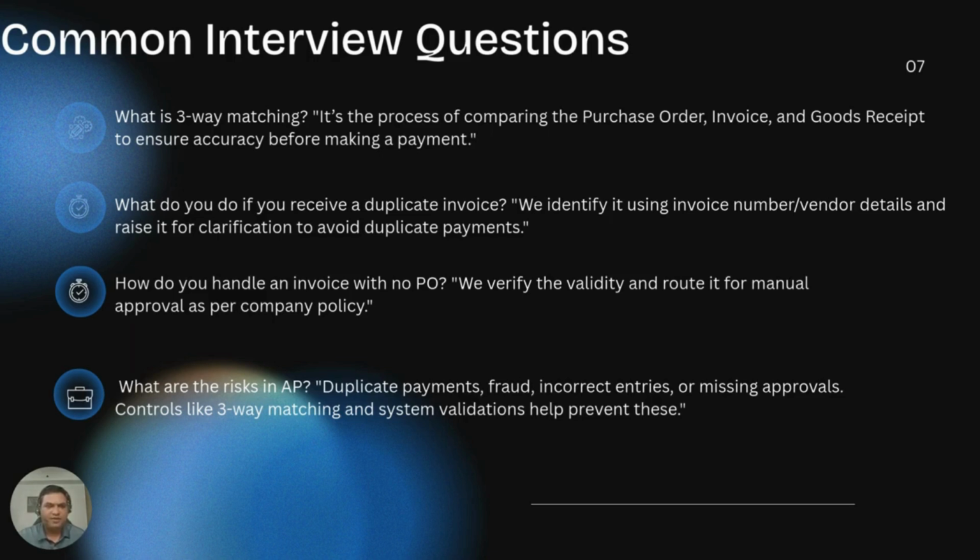Some of the common interview questions that you can find from this section of the AP is, what is a three-way match? Three-way match, it's a process of comparing the purchase order, the invoice, and the goods receipt note to ensure accuracy before making the payment, which means when you get an invoice, the invoice has to contain a purchase order that you can tie back. And also, in your ERP system, you should be able to see whether the invoice you have received, you also receive goods for it.